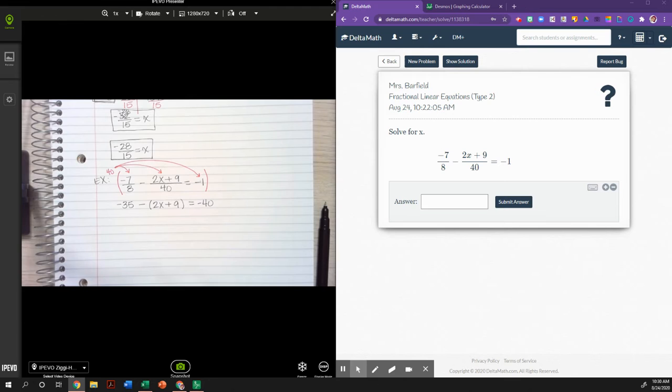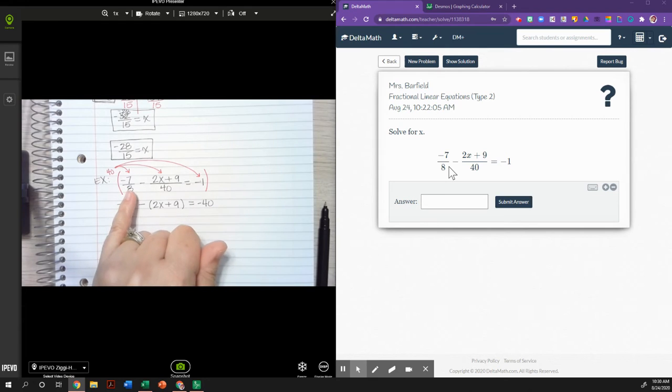In an effort to save some time, here's the equation. There's the equation right here from Delta Math, and I've shown you my first step. Let's talk about me multiplying by 40 here and why I did that.